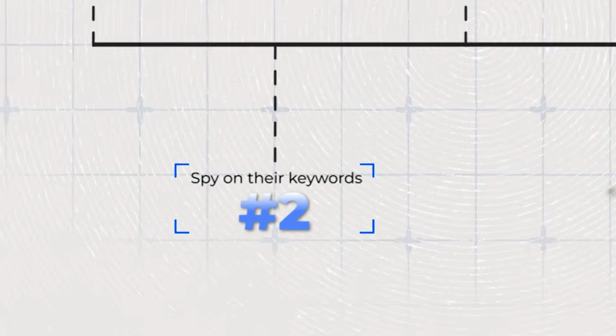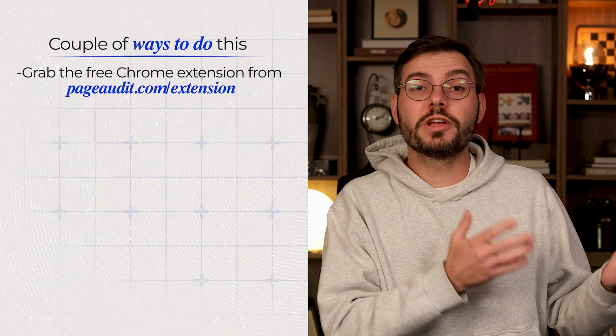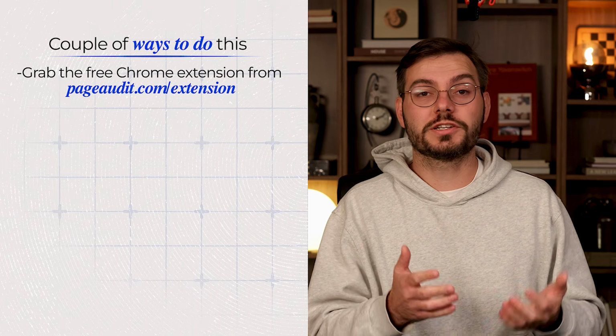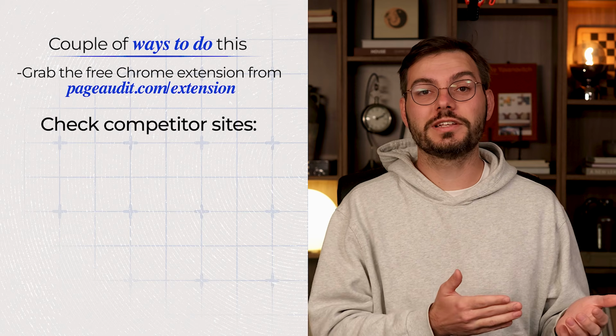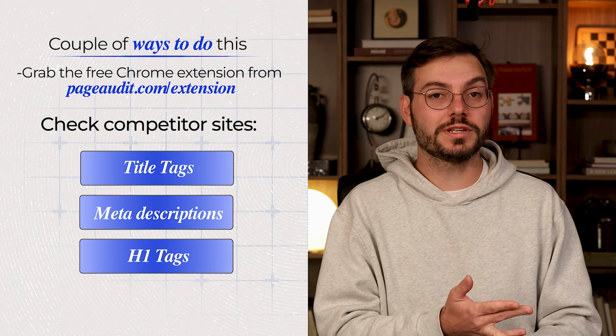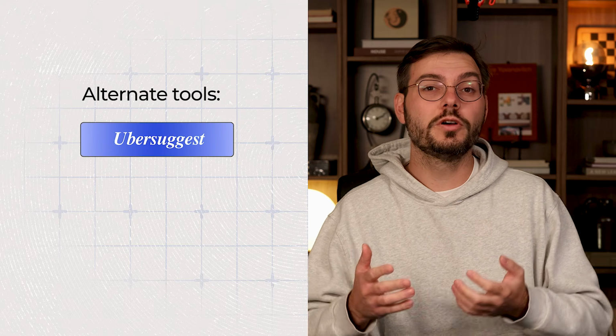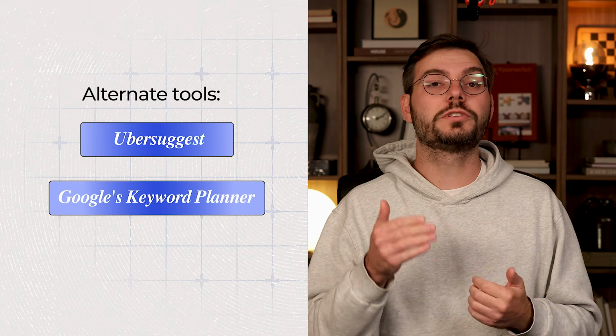Step 2, spy on their keywords. Now that we know who our real local competitors are, we want to figure out what keywords they're ranking for. There are a couple ways to do this. First, grab the free Chrome extension from pageaudit.com/extension. Then go to your competitors' sites and see which keywords they're using in their title tags, their meta descriptions, and their H1 tags. Alternatively, you could use a tool like Ubersuggest, which has a free version, or Google's Keyword Planner to find keywords they're going after.